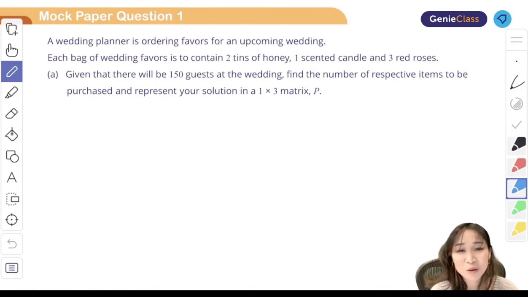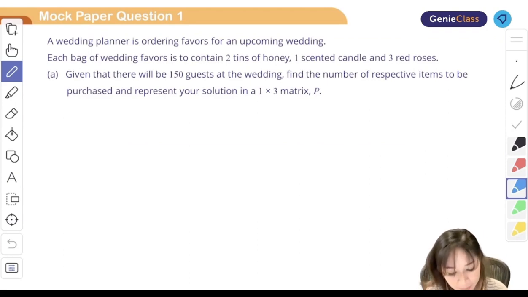So let's start with mock paper question 1. A wedding planner is ordering favors for an upcoming wedding. Each bag of wedding favors is to contain 2 tins of honey, 1 scented candle, and 3 red roses. Given that there will be 150 guests at the wedding, find the number of respective items to be purchased and represent your solution in a 1 by 3 matrix P.